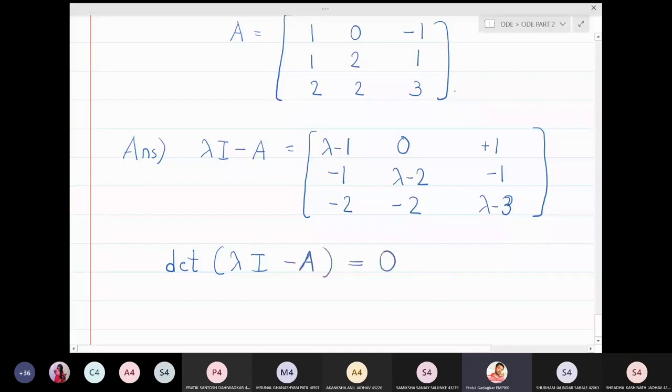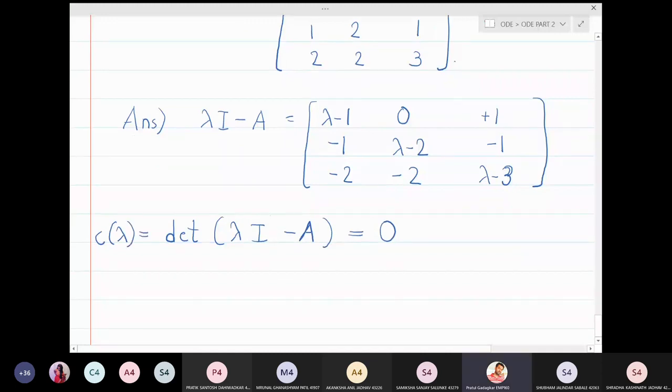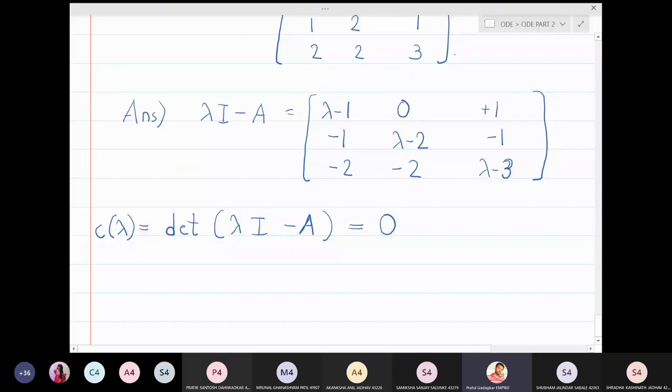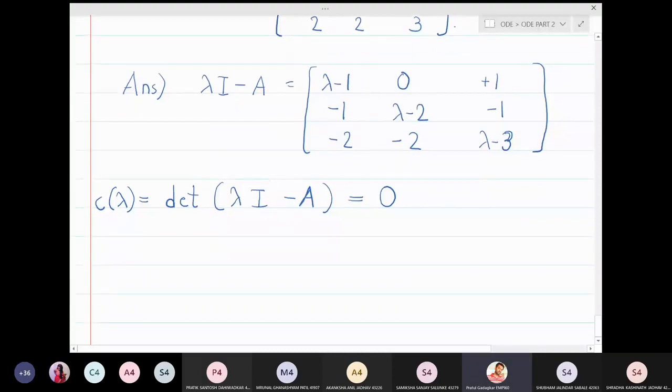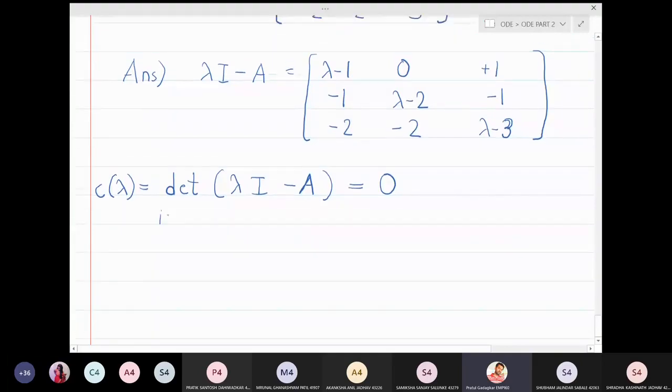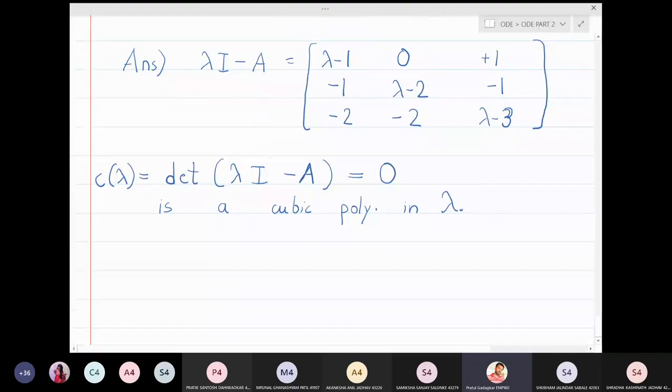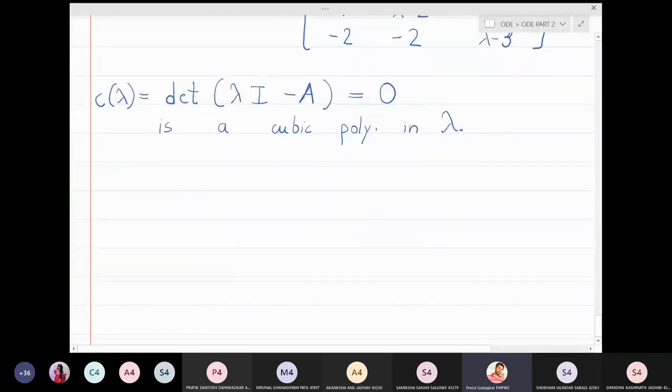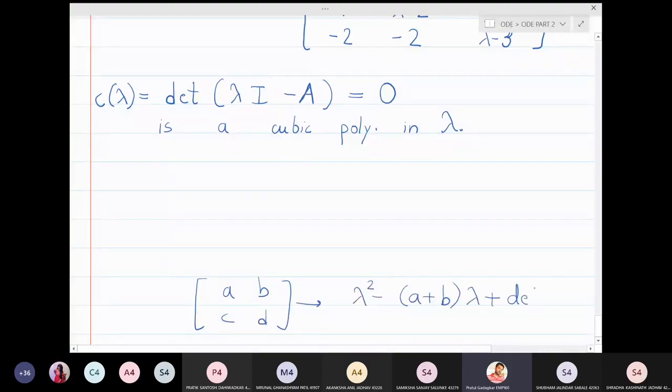and that determinant will be equated to zero, which is called the characteristic equation. Now this determinant, when you expand, will become a big expression, and that will be a cubic polynomial in lambda. Okay, so now how can I use some short method to find that cubic polynomial? So you remember, if you were trying for the 2x2 matrix a, b, c, d, you got the characteristic polynomial to be lambda square minus trace, and then you had a determinant of the matrix. Okay, so something similar is also expected when you are trying for a 3x3 matrix.